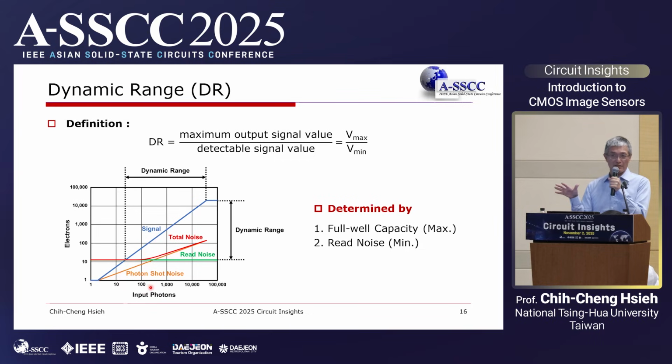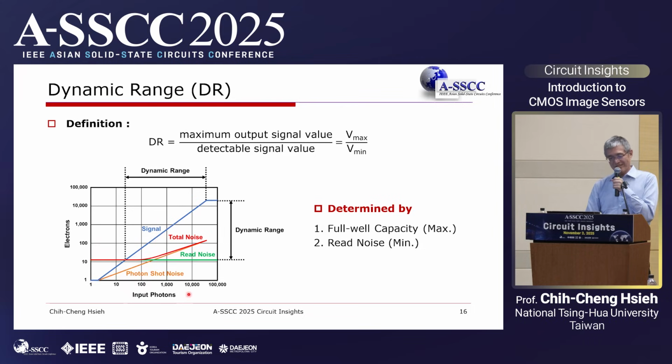We learned about the quantum efficiency, right? So if you have 100 input photons, maybe you will generate 80 electrons. That means you have 80% quantum efficiency. So this line will be a straight line proportional to the input photons.